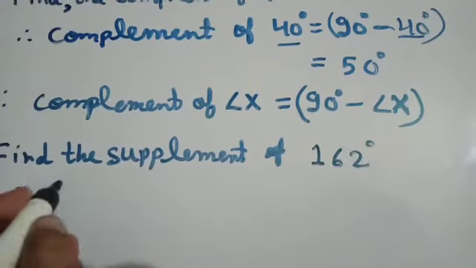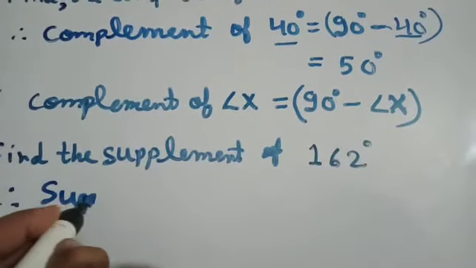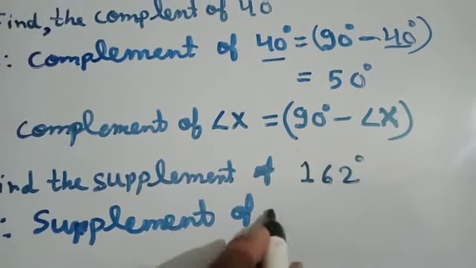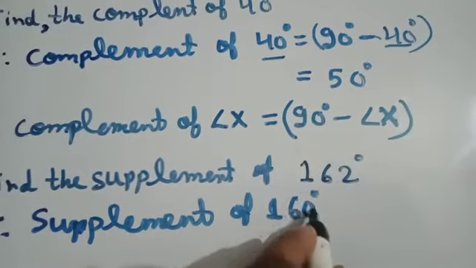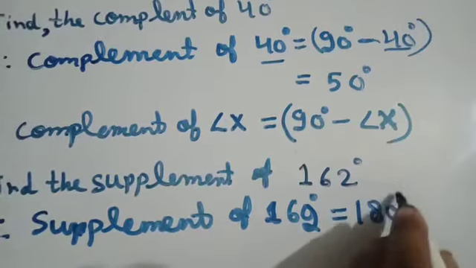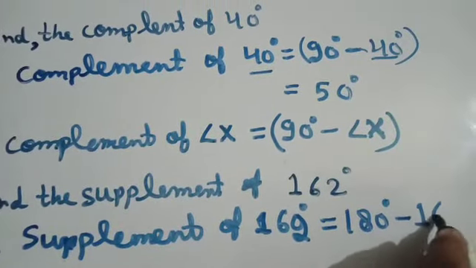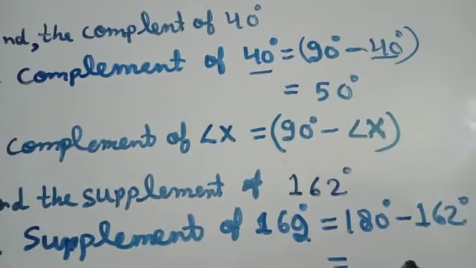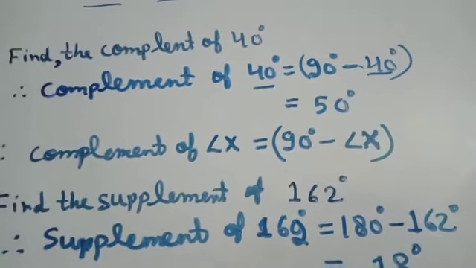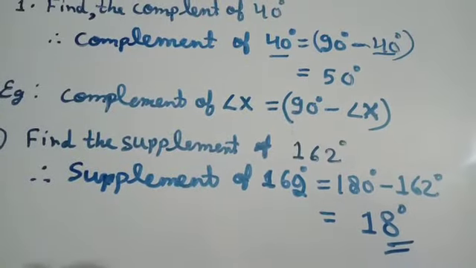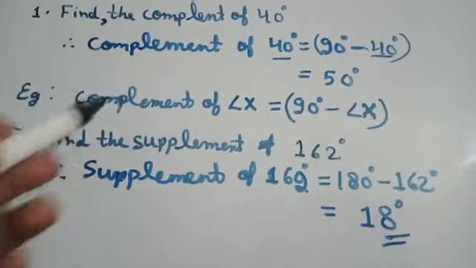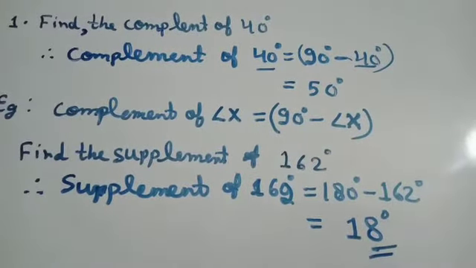So therefore, supplement of 162 degree is equal to 180 degree minus 162 degree. The result is 18 degree. So student, I hope you understand the complement and supplement of the given angle.